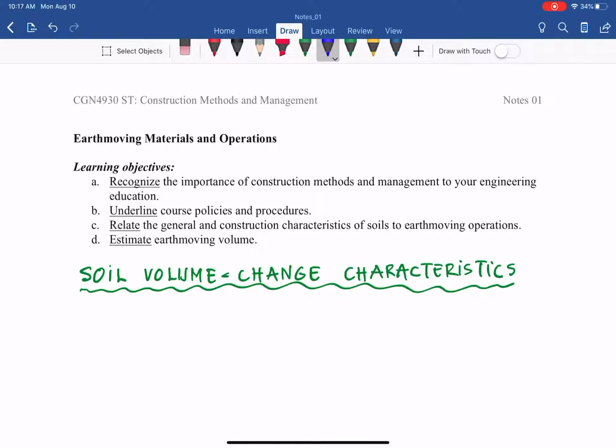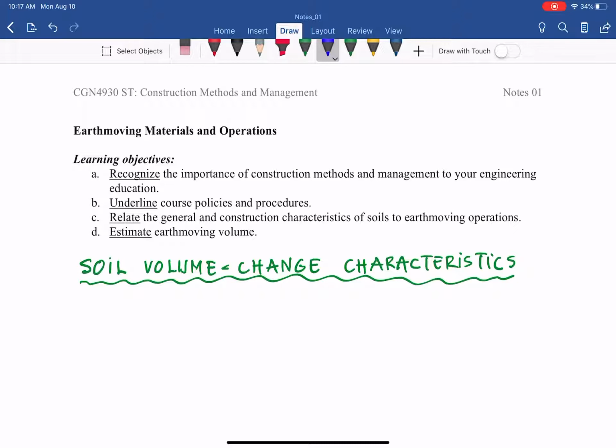We have 4 learning objectives. The first one is recognize the importance of construction method and management, which is the subset of this class, to the engineering education. Underlie the cost policy and procedures. These 2 learning objectives I will cover during the synchronous sessions. And for the video lessons, we will discuss the last 2 learning objectives, which relate the general and construction characteristics of soils to earth moving operations. That is one of the construction methods we learn for this class.